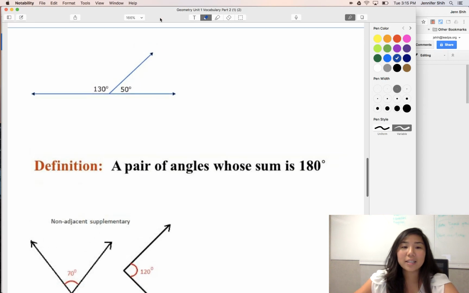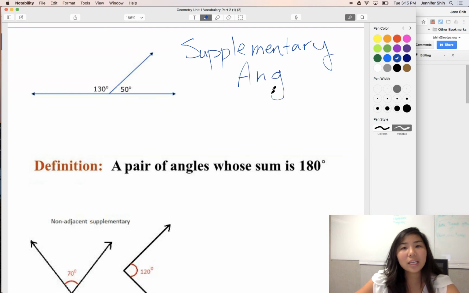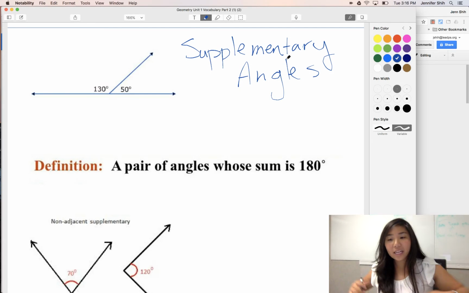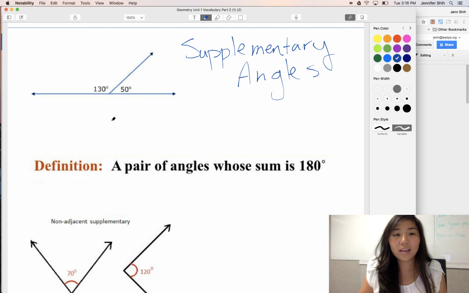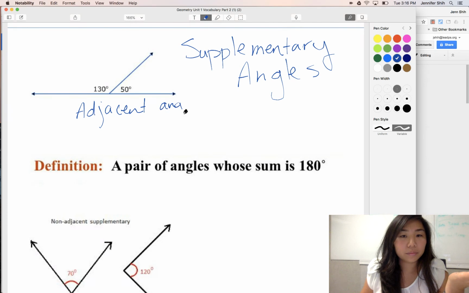This one is supplementary angles. Just like complementary angles, supplementary angles, instead of adding up to 90 degrees, they add up to 180 degrees. And these are adjacent angles that are supplementary.